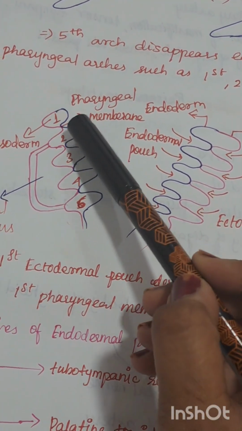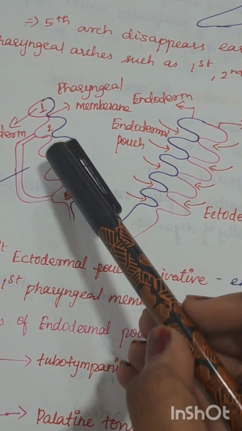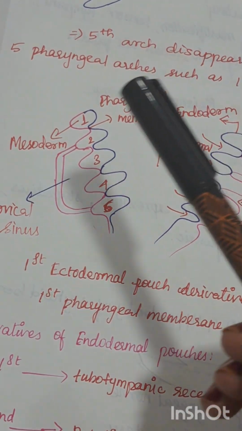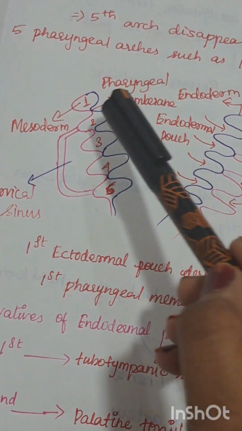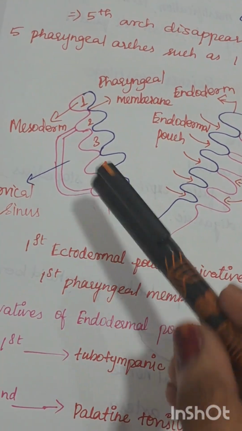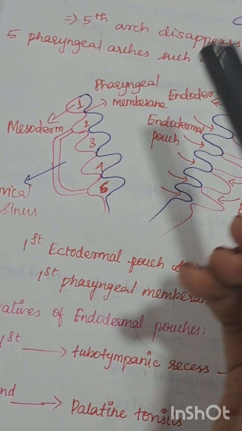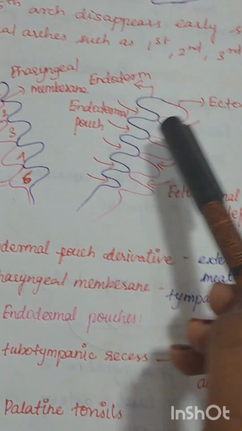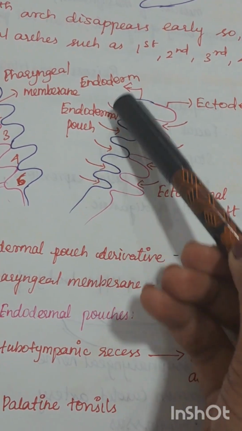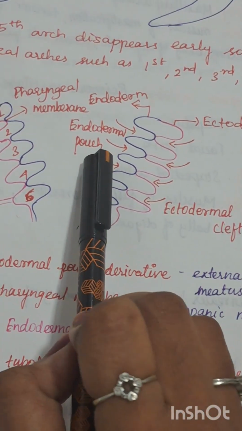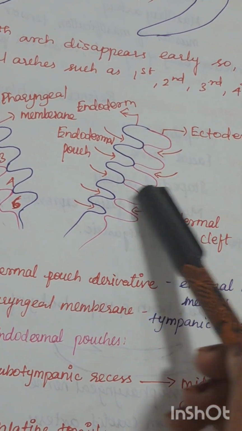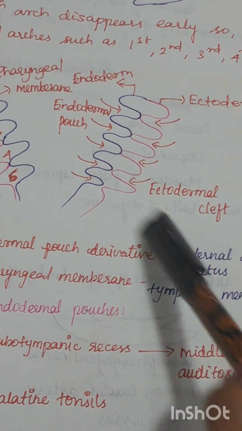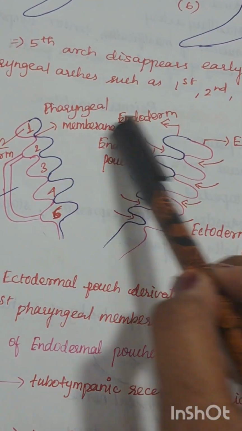The violet color is the endoderm, whereas the pink color structure is the ectoderm, and between them the mesoderm is present. The close relation between these three layers is referred to as the pharyngeal membrane. The space in the endoderm is referred to as the endodermal pouch, and the space in the ectoderm is referred to as the ectodermal cleft. Some structures develop from the ectodermal cleft and some structures develop from the endodermal pouch.